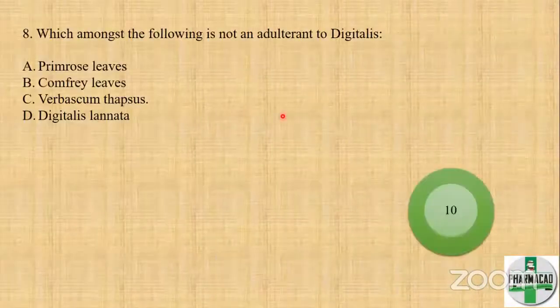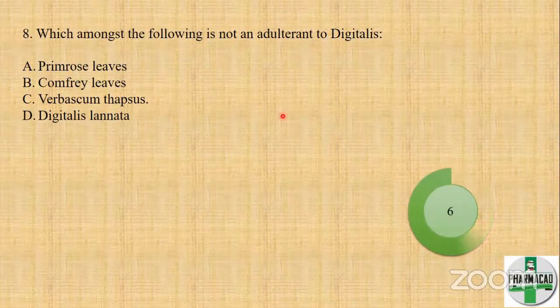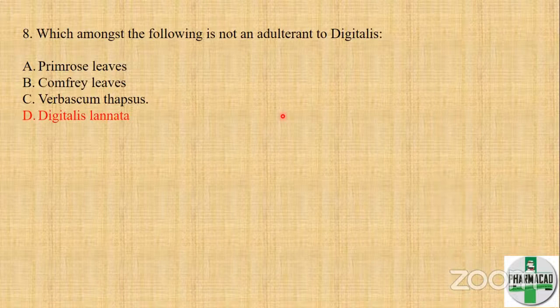Okay, last question for today. Which amongst the following is not an adulterant to digitalis? And for this, Digitalis lanata है, primrose, comfrey और Verbascum thapsus. Okay, so the answer to this is Digitalis lanata, because purpurea and lanata, these are the two species, and lanata is not an adulterant to it.